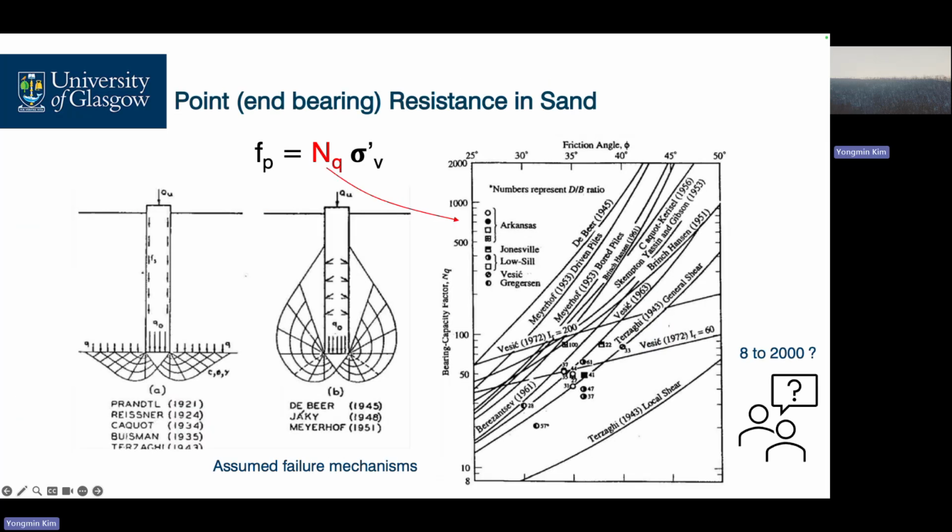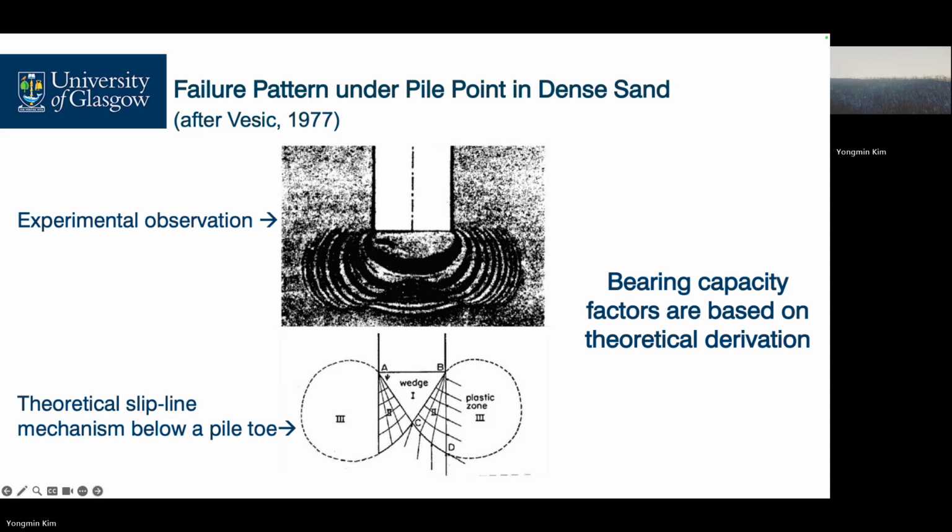But these bearing capacity factors are inferred from certain theories based on shallow foundations, the load transfer mechanisms, but mostly punching shear failure modes because our pile's diameter is too small. So probably it fails in the punching shear failure mode.